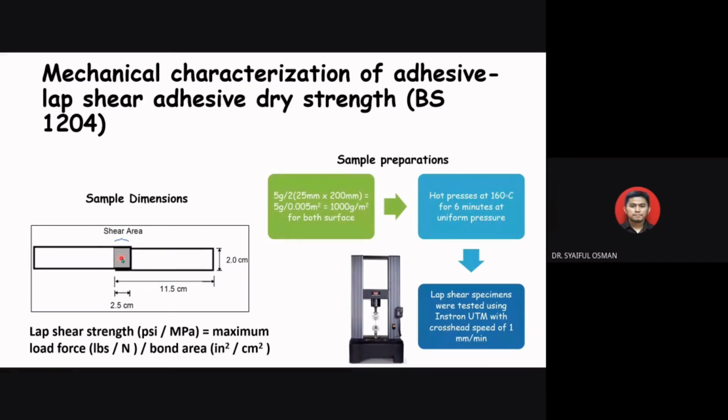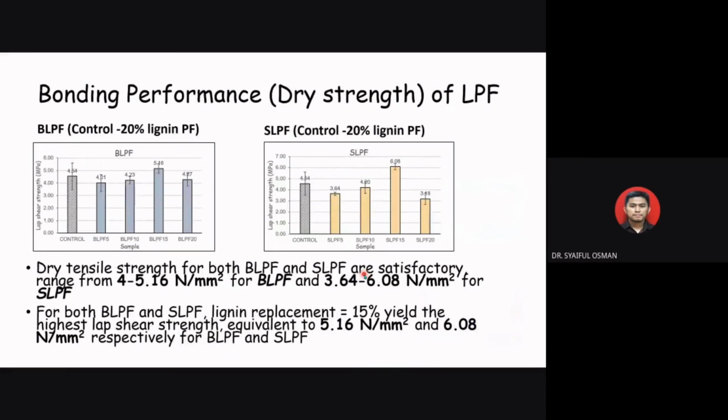So the shear area is equivalent to 2.5 centimeter by 2 centimeter, and the substrate is a wood material. And then I carried out the shear strength test of the adhesive using a UTM or Instron machine. And here we have the result of the bonding performance of lignin-phenol-formaldehyde.